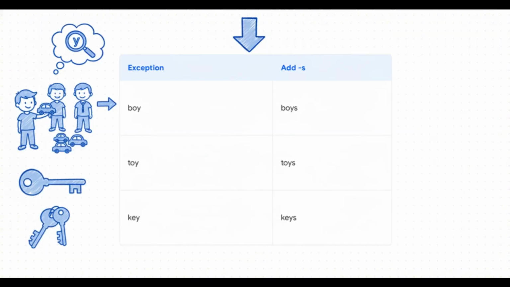But hold on a second. We have to be super careful here. There is a major exception. If the letter right before the Y is a vowel, A, E, I, O, or U, you actually don't change the Y. You just add an S. Listen to these. Boy becomes boys. Toy becomes toys. Key becomes keys. This is a huge common mistake for beginners, so always check that letter right before the Y.